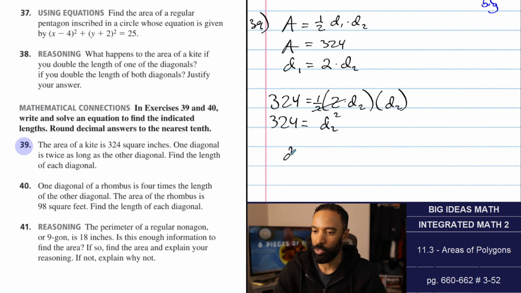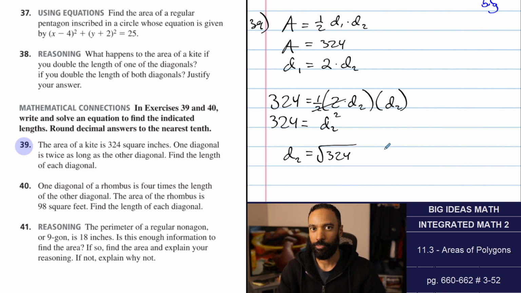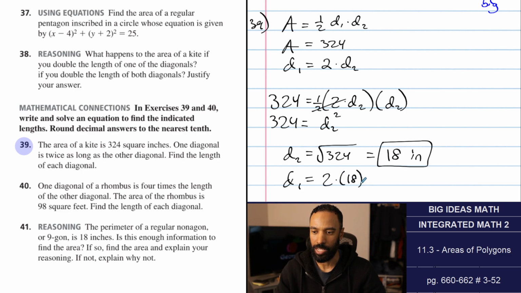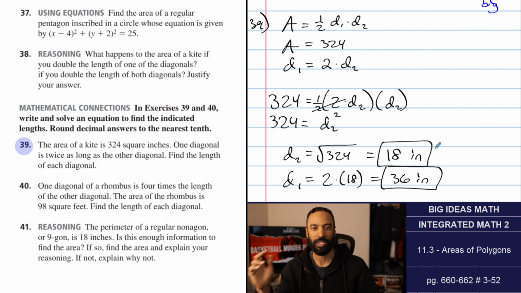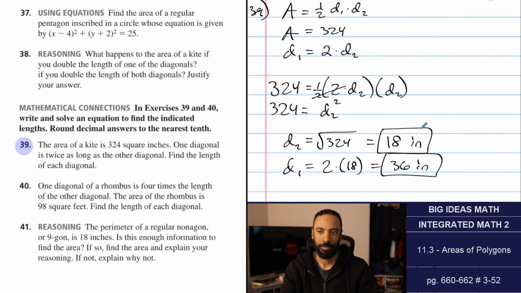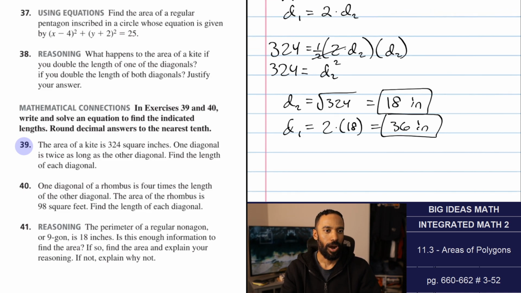So square root, d2 is the square root of 324. What did I say before? 9 root 2? 324. Oh, that's 18. That's a perfect value. All right. That was much easier. So sincere apologies. d1 is 2 times 18, which is 36 inches. So nothing to round there. At least I got to speak on some rounding bits. At least I got to simplify some radicals. Totally missed that 1/2. I shan't do that again. All right, number 40.